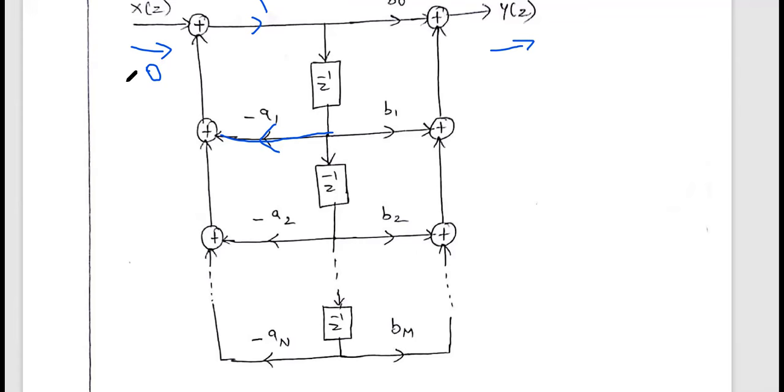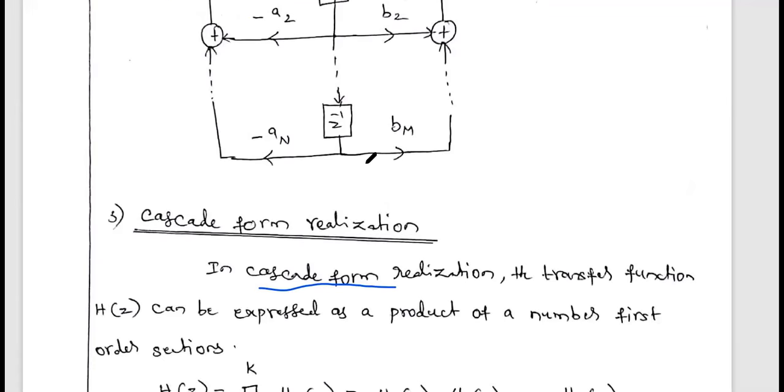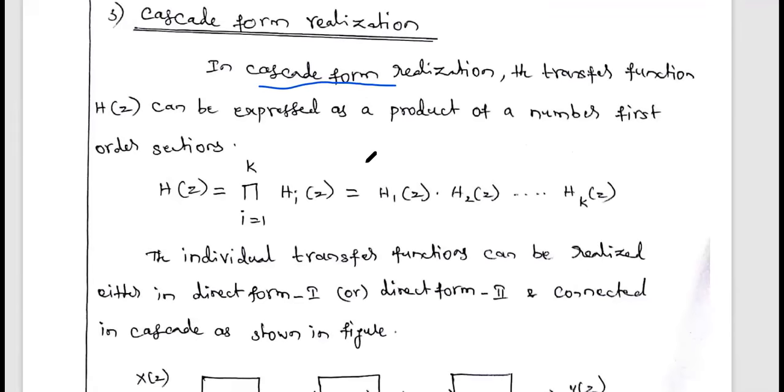If you apply the input at time t equal to 0 but measure the output at the same time, we will not get the output. Only after that amount of delay will we get the output. So in order to reduce the delay produced in direct form 2, we move to the cascade form or parallel form.